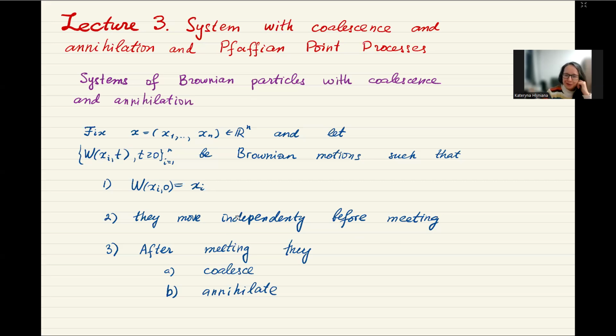I don't want to get into detail for the definition, but one can give a rigorous description for this property. And the last and most important property for us is that we want to describe the behavior of these particles after they meet. So we will consider here two cases: when they coalesce after meeting and form one particle which will continue the behavior of Brownian motion, and another possibility is that they annihilate. This means that if they meet, they just vanish after meeting.